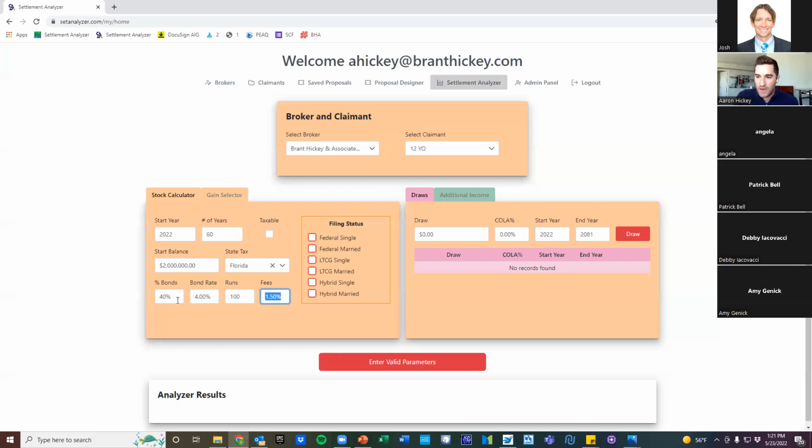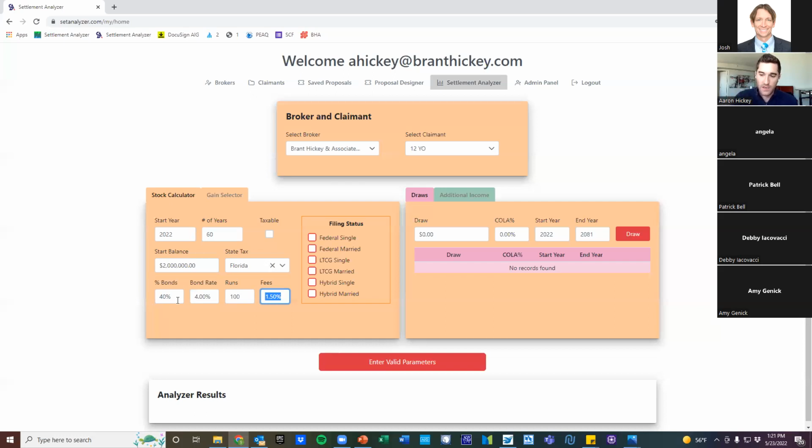Last box for an input right now on the left side is our fees. And this is our money management fees. So these are the fees that a financial advisor is going to charge to manage this portfolio on behalf of the claimant or the family. This can range anywhere from 1 to 2.5%. It's based on the investments and it's based on the company that is actually doing the investing.